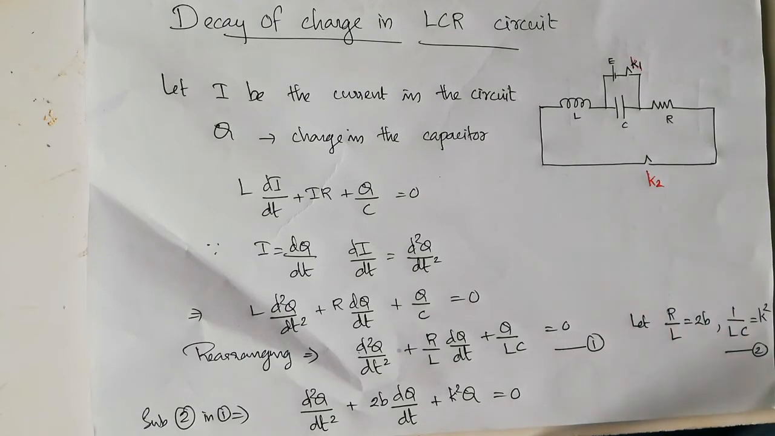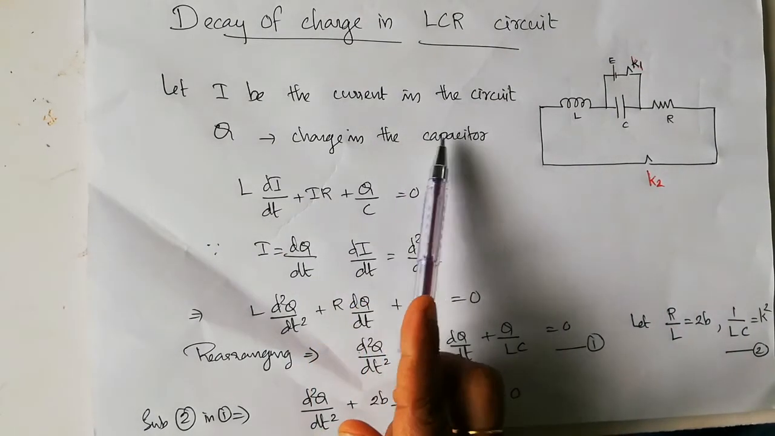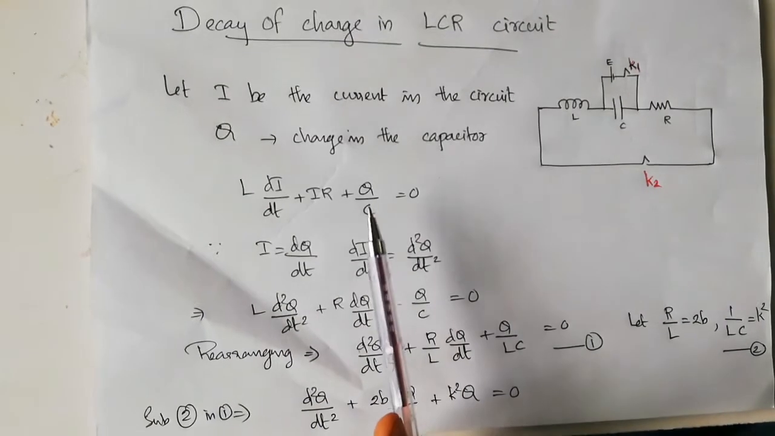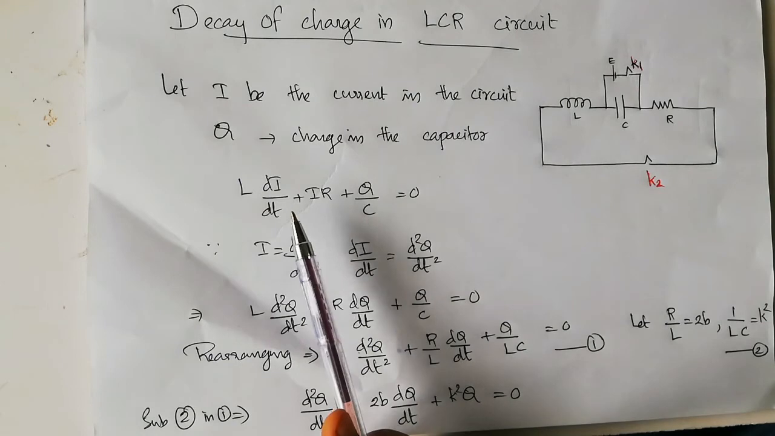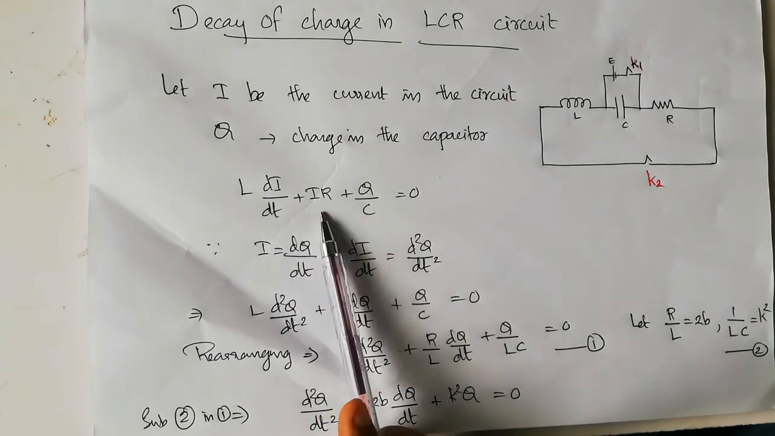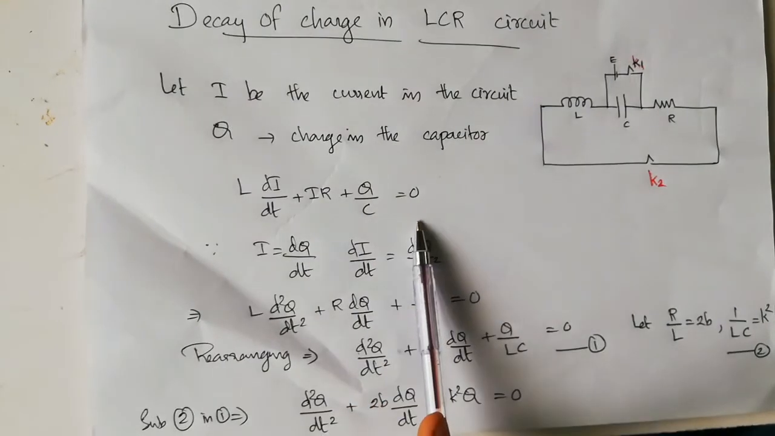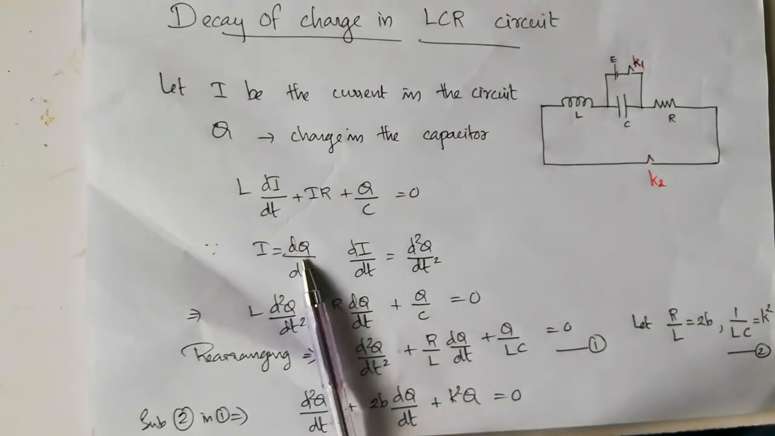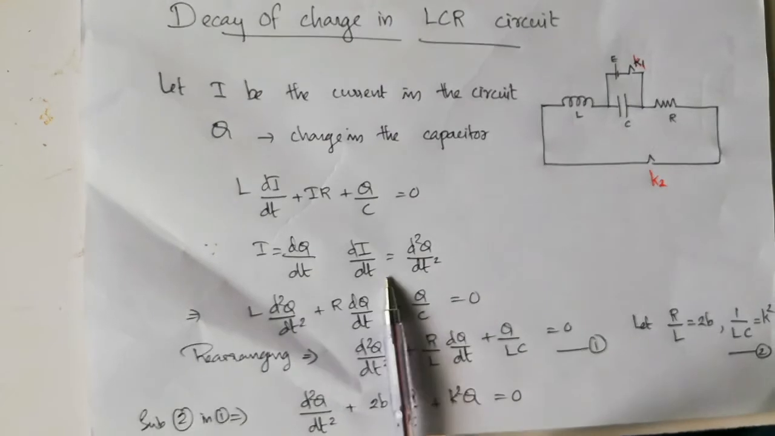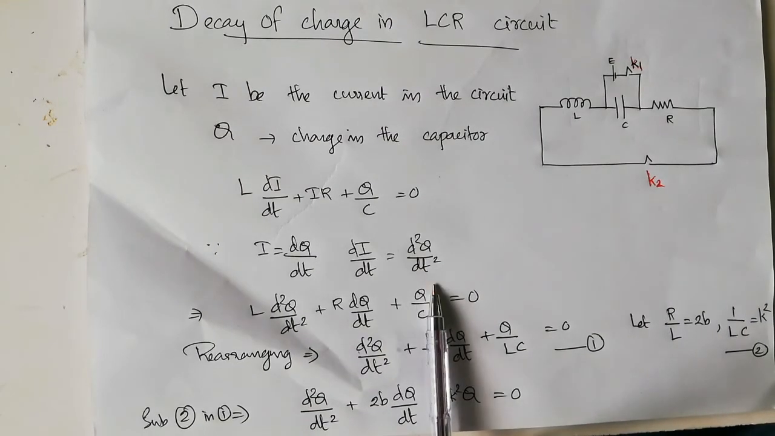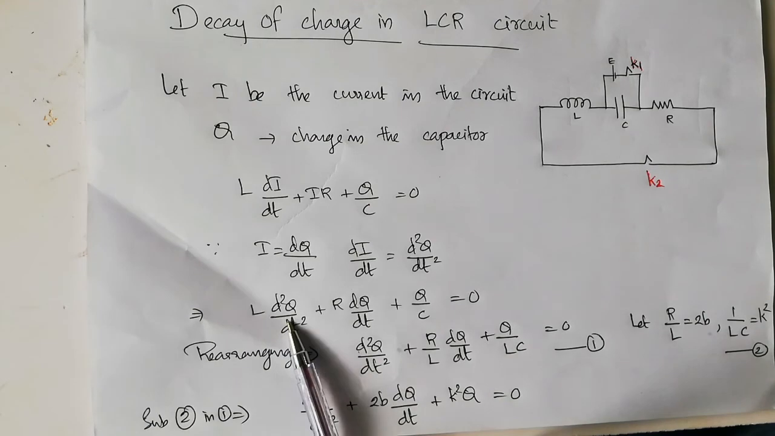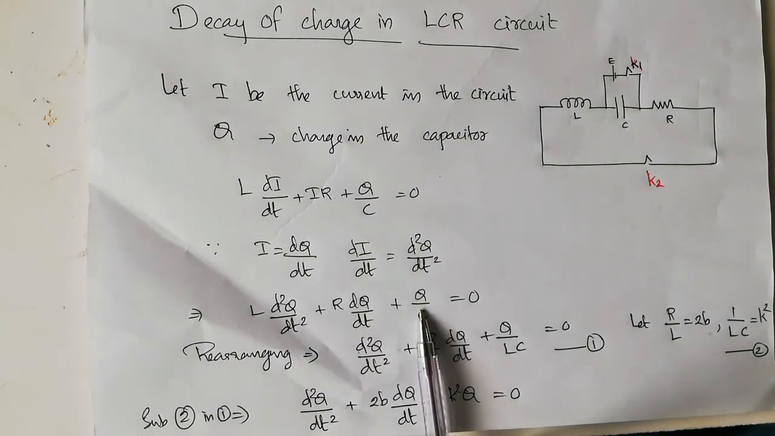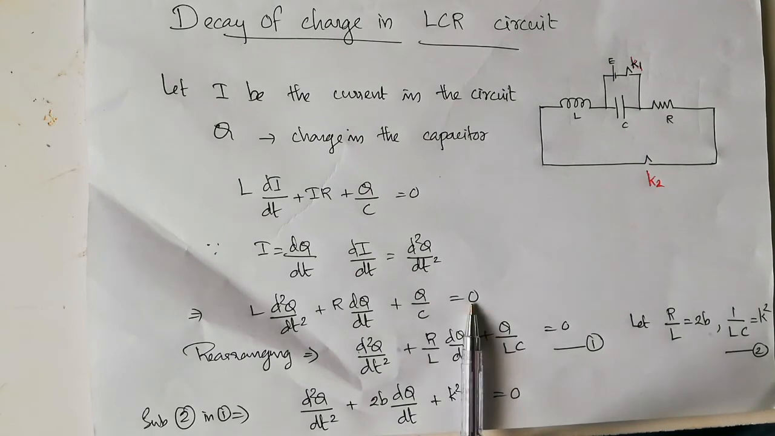Now let I be the current in the circuit and Q be the charge in the capacitor. Then we know the circuit equation will be L di/dt + IR + Q/C = 0. And we have I = dQ/dt and di/dt = d²Q/dt². By substituting this, L d²Q/dt² + R dQ/dt + Q/C = 0.